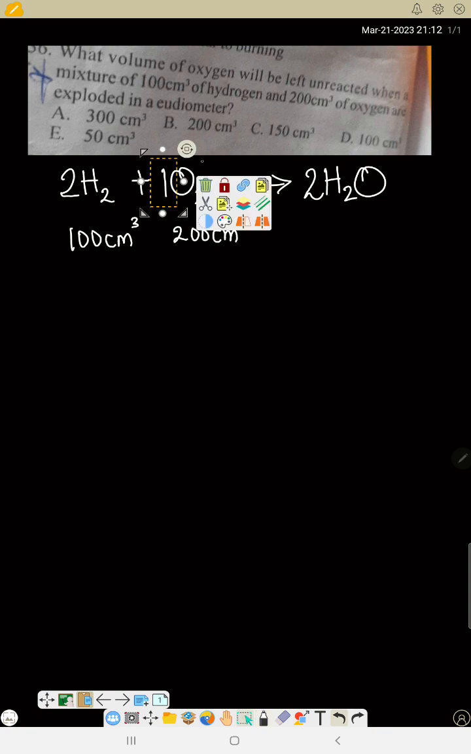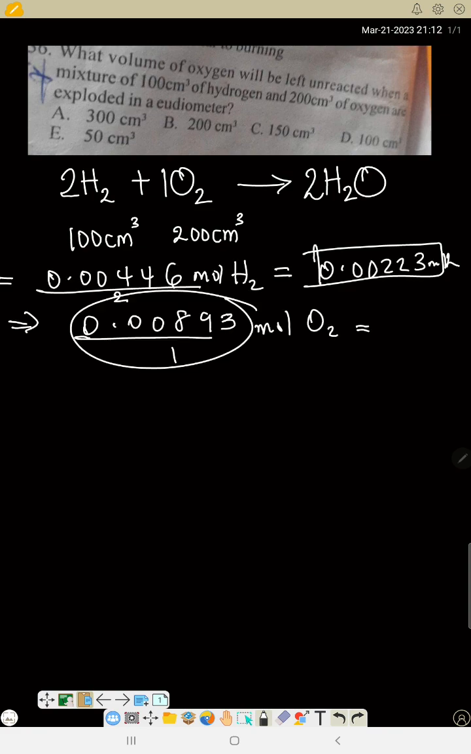If you read the question again, it says what volume of oxygen will be left unreacted when a mixture of this. That means the question has already told us that hydrogen is the limiting reactant while oxygen is the excess reactant. Based on what I calculated here, you see that the moles of hydrogen, 0.002, is smaller than the moles of oxygen. That means this hydrogen will finish first, then oxygen is in excess.